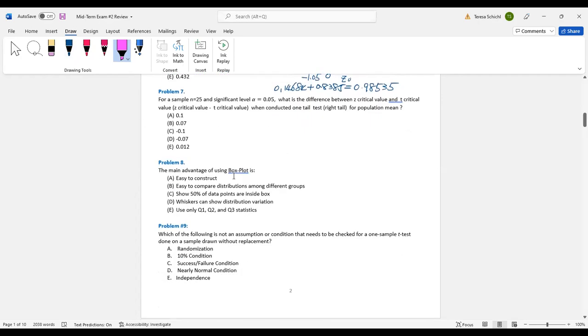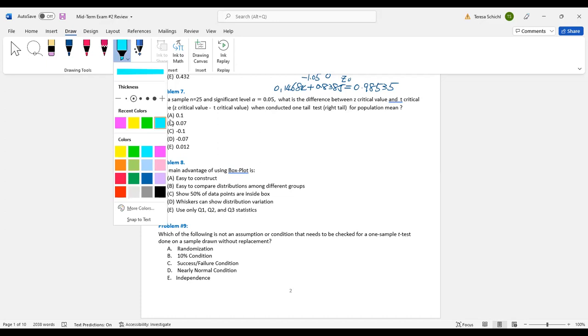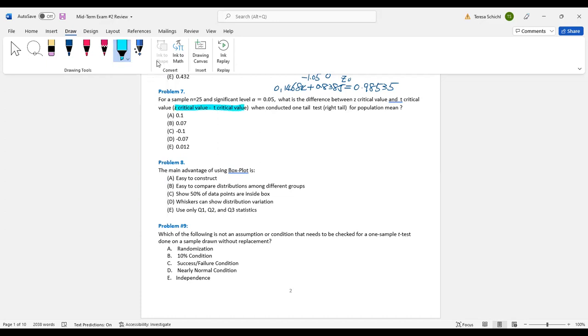Okay, number 7. For a sample n equal to 25 and a significance level alpha equal to 0.05, they ask, what is the difference between the Z critical value and the T critical value? So what I want to find is the Z critical value minus the T critical value. The significance is alpha equal to 0.05, and I am going to test the one tail test, the right tail.